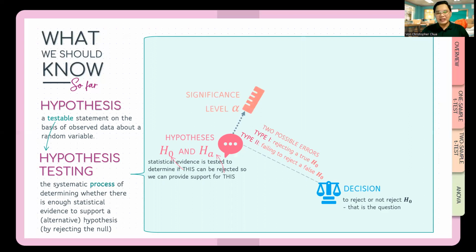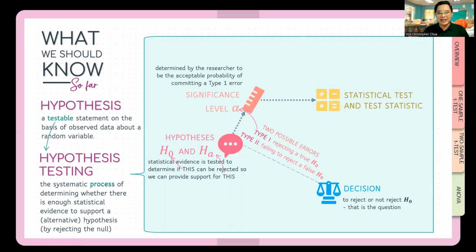Now, rejecting a true null hypothesis, or a type 1 error, is determined based on what we call the significance level or the alpha value. This is something that is determined by the researcher to be the acceptable probability of committing a type 1 error. So that becomes our second step in the hypothesis testing process.